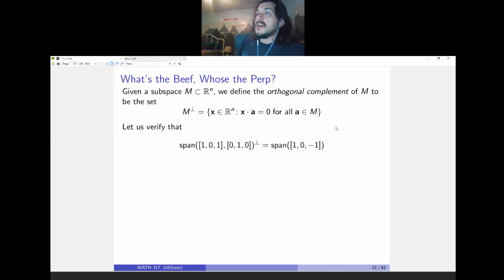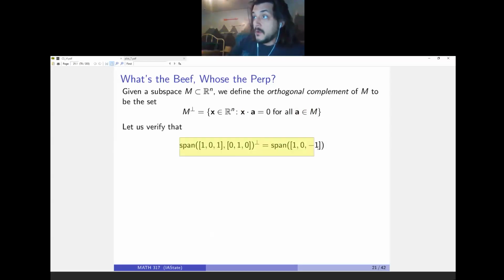Okay, so in the previous example that we just talked about, indeed, the orthogonal complement of the span of these two things is the span of that. So given a subspace, we can create its orthogonal complement by looking at all of the things that are perpendicular to every element in there.